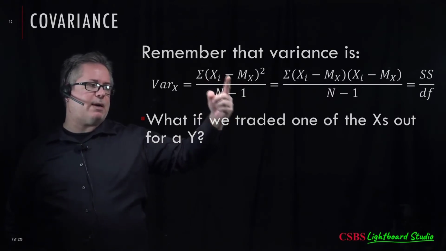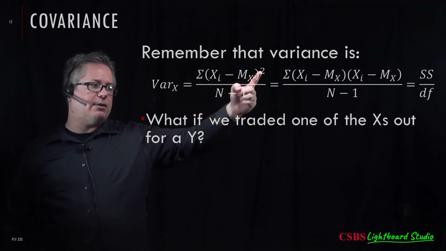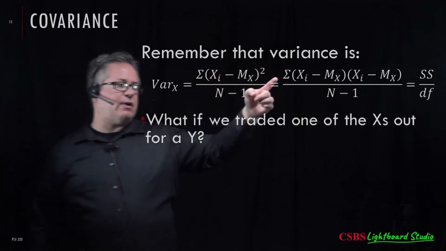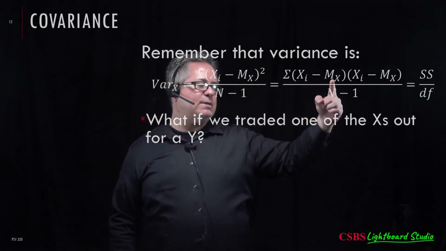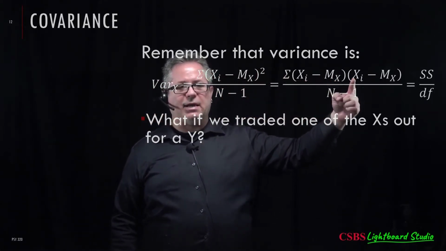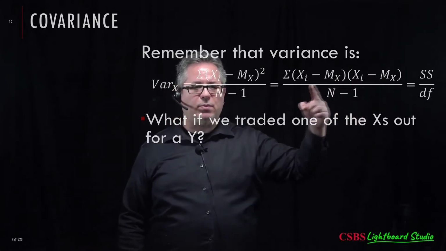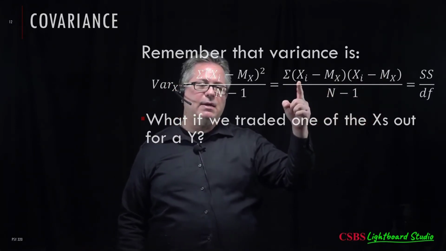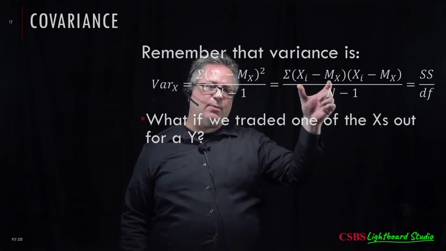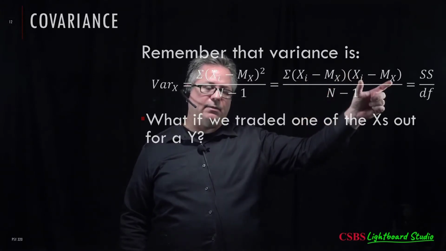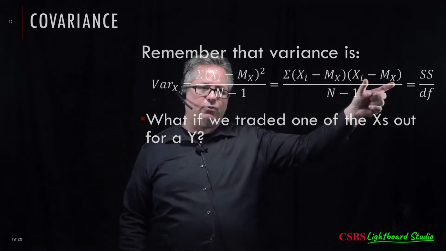So (xi - mx) squared is really just taking it and saying, all right, I want (xi - mx) times (xi - mx), right? Just multiplying it by itself. Each time I take a deviation, I multiply that deviation by itself. That's a way of squaring, right?